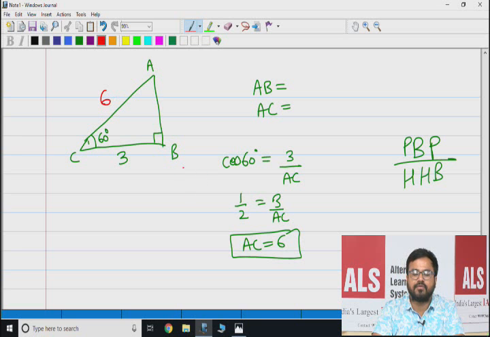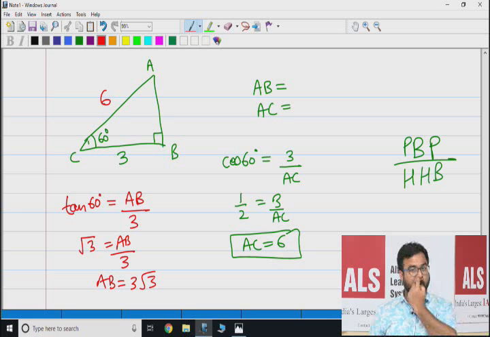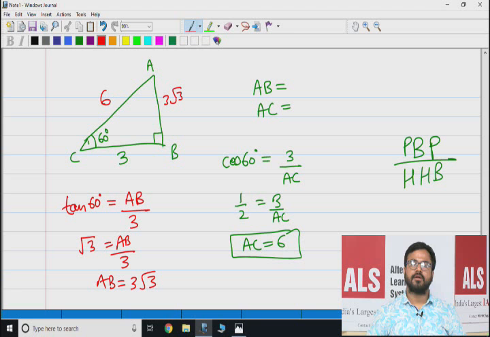Now we have to check for AB. Again the base is given and AB is nothing but the perpendicular. So the relationship between perpendicular and base is given by tan theta. So I can say tan of 60 degree is equal to perpendicular, which is AB, upon base, which is 3. So tan 60 is nothing but root 3. So AB will be equal to 3 root 3. I hope this is clear. So these are the two sides of this right angle triangle.